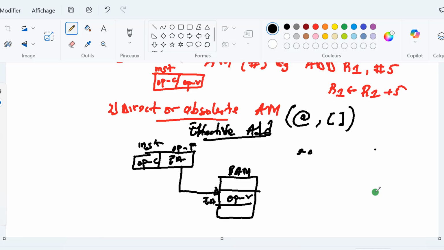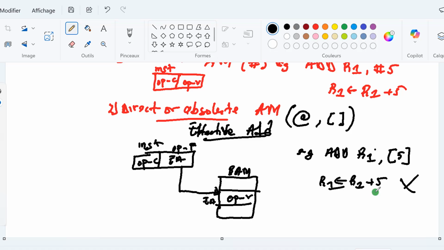Good. So, for example, if I say something like ADD R1, and I put maybe 5 in brackets here, don't go and say that this is the same as R1 plus 5, taking the content of R1. Because here, this 5 is not the actual data you are manipulating. But what does this 5 represent?